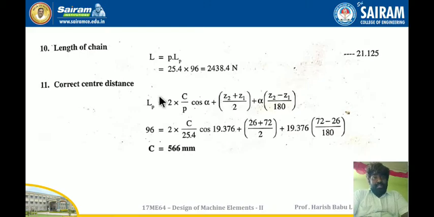So for the correct center distance, LP is equal to 2C/P cos alpha plus (Z2 plus Z1)/2 plus alpha (Z2 minus Z1)/180. So I'm going to substitute all the values except C. So I'm going to get C as 566 mm. The actual one they specified is 560. So the corrected center distance I'm going to get as 566 mm. So that finishes the problem.